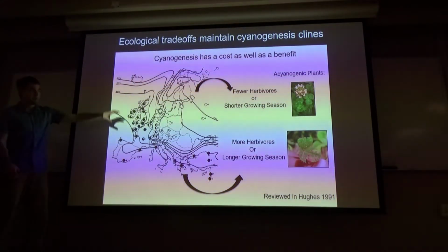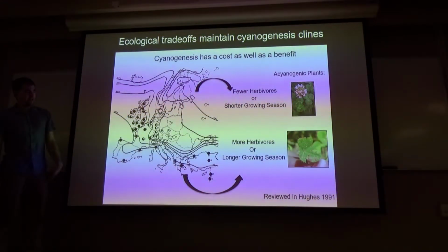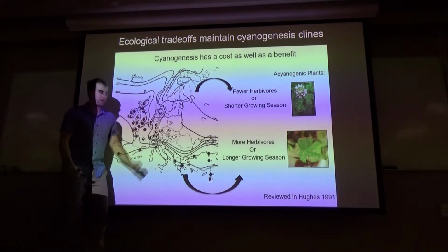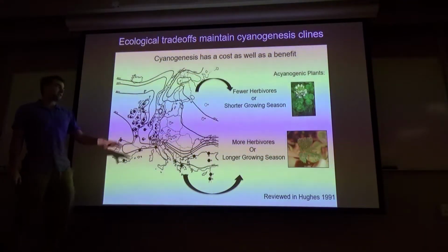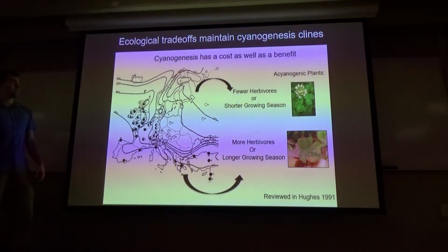This is a long-held view about why these cyanogenesis clines actually exist. There have been over 30 different studies looking at cyanogenesis and herbivory in the field and looking at these resource allocation trade-offs. We know these two things exist, and we know that this could be a potential cause for these particular cyanogenesis clines.